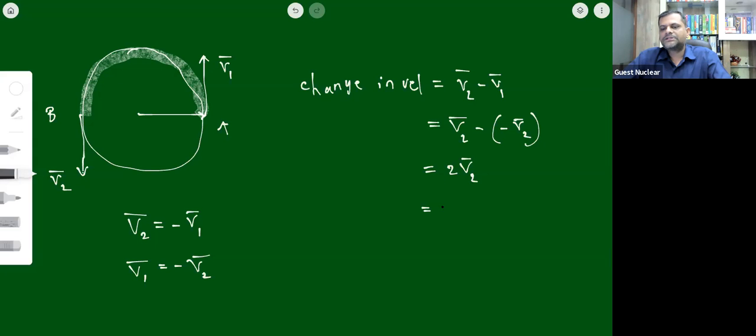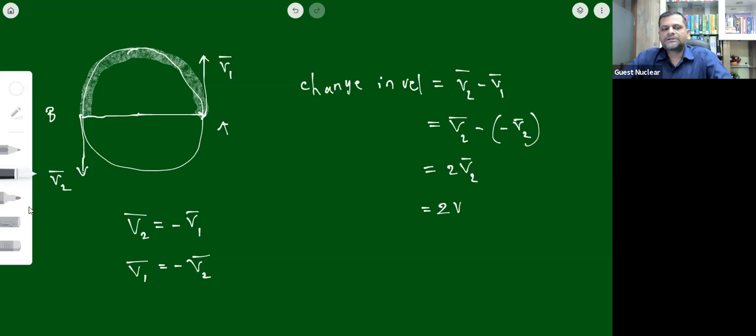and that means 2 times of v. This is the magnitude of that velocity, change in velocity. So the magnitude of change in velocity is going to be 2 times of v, which is the option C here, which is the correct one. And even we can solve this by another method.